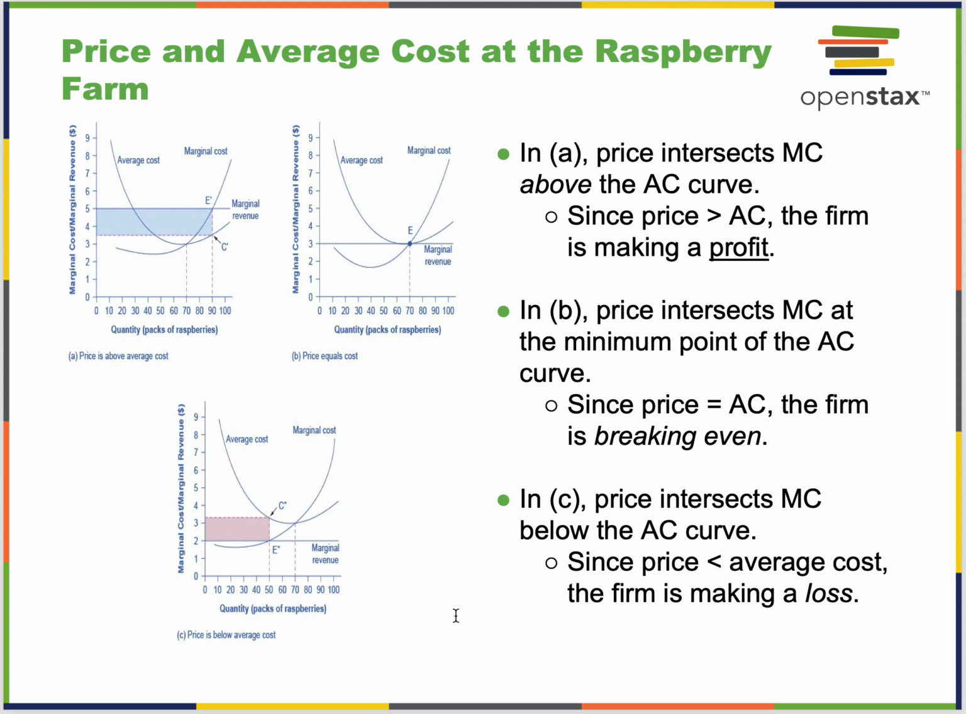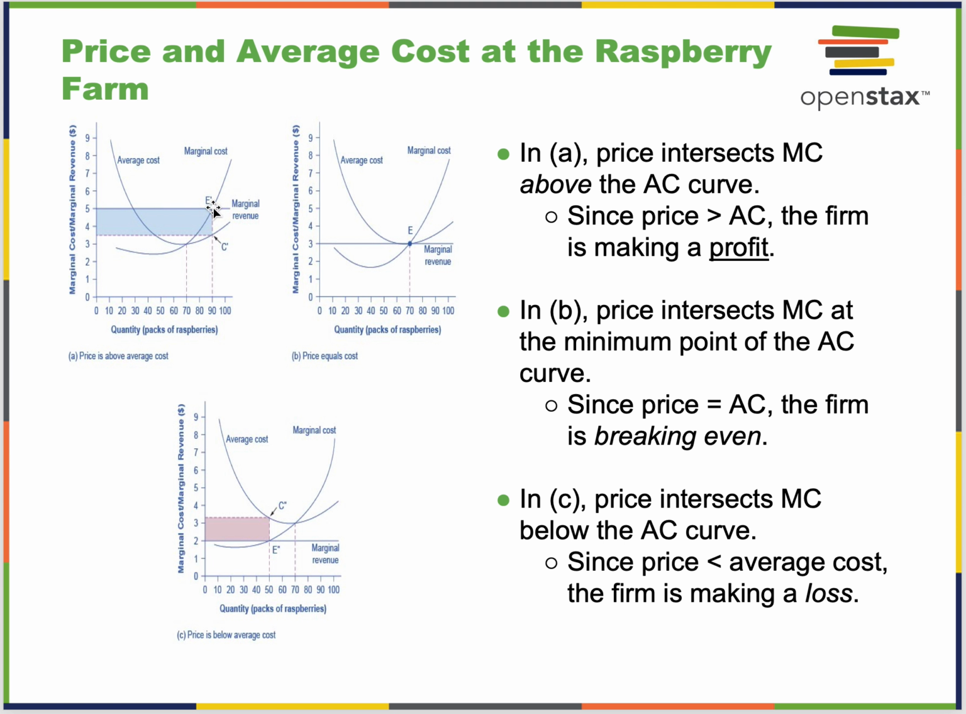So now we're going to start looking at a couple of curves here simultaneously. In A, we have the average cost and we have the marginal cost. Remember that the marginal cost will intersect the average cost curve at the minimum of the average cost curve. That's the case everywhere. We have an average cost curve here, we have a marginal cost curve, it's got almost a U-ish shape, and the marginal cost curve intersects the average cost curve at the lowest point.